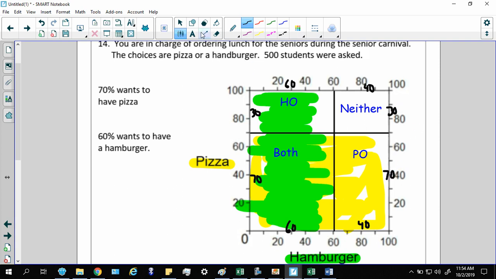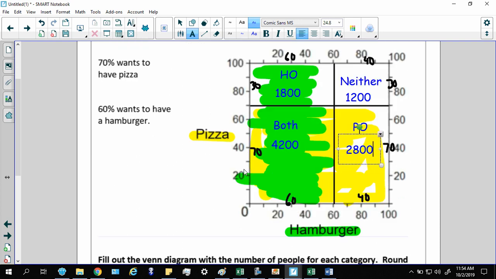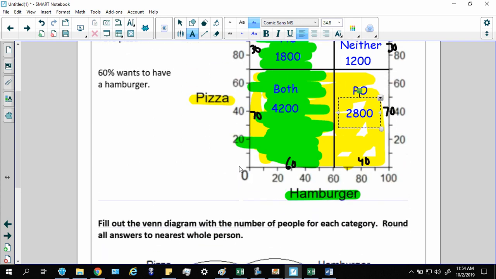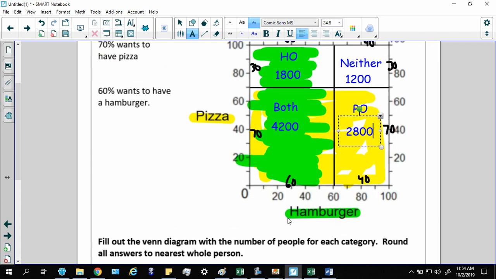All right, so let's find some areas. I'm going to multiply base times the height, and that gives me 1,800 for my hamburger only. My both ends up being 4,200. My neither ends up being 1,200. And then lastly, my pizza only ends up being 2,800. All right, now this is where you're going to have to do a little bit of work off to the side. And so it says fill out the Venn diagram for the number of people. Okay, now both. I'll probably do this maybe 1 or 2 times and you get the gist of it. So my both area is 4,200.